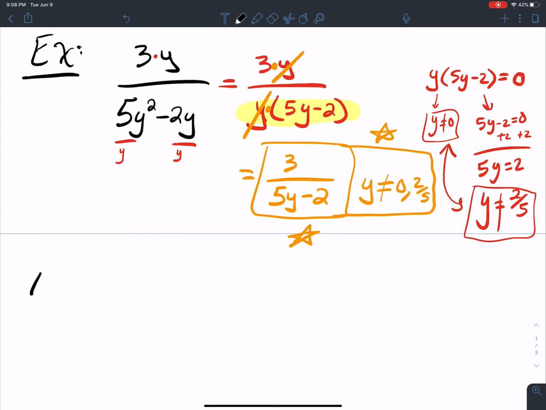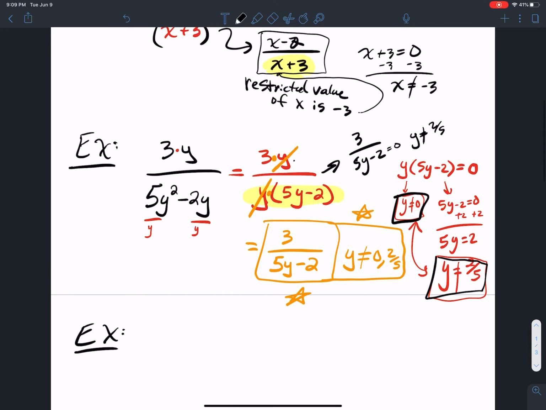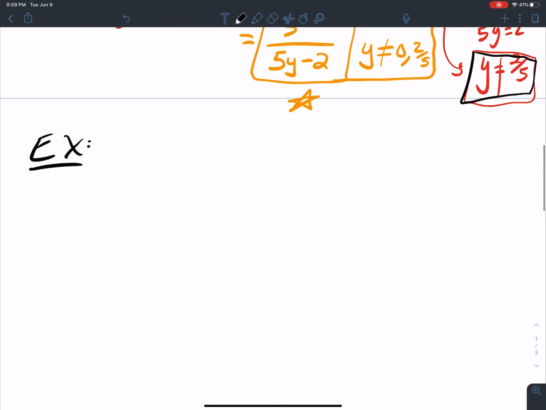Okay? Next example. Now, you might be asking yourself, why didn't I just simplify here? Had you simplified this first before you set it equal to 0, you would have had 3 over 5y minus 2. And then when you set the denominator equal to 0, you would have just gotten the one restriction. But this one would have been forgotten. It would have never been found, right? So that's why we don't simplify before we set the denominator equal to 0, because we want to find all the restricted values. All right, just thought that might be one important thing to note.